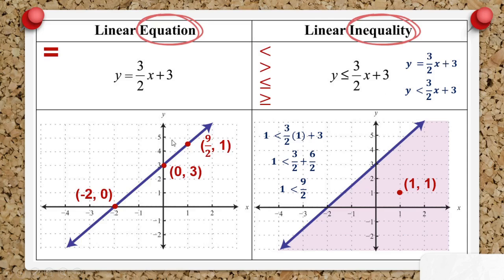Okay, so see the difference? In our equation, our representation is simply a line. But in the representation of our inequality, other than the line, we have an entire region. So there are multiple points that could satisfy our inequality.